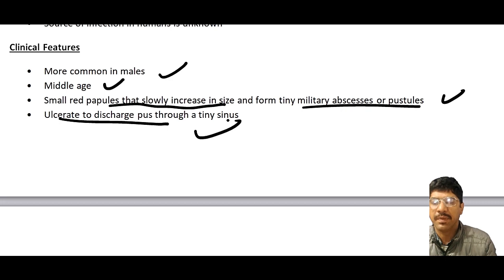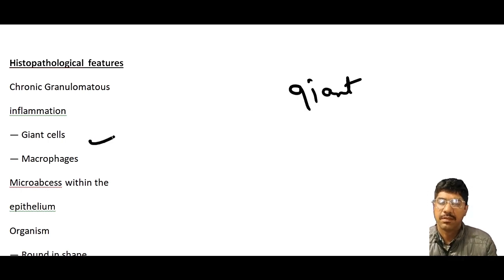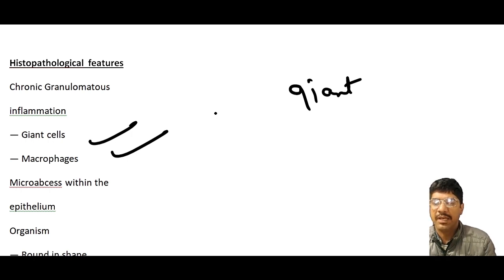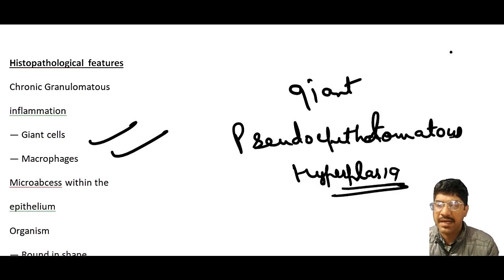Oral lesions in blastomycosis may resemble those in actinomycosis. Oral infection can be either primary or secondary to a lesion. Microscopically, you will see chronic granulomatous features, including giant cells, macrophages, and microabscess. Prominent pseudoepitheliomatous hyperplasia. The lesion may show microabscess, and if not ulcerated, prominent pseudoepitheliomatous hyperplasia can be seen.